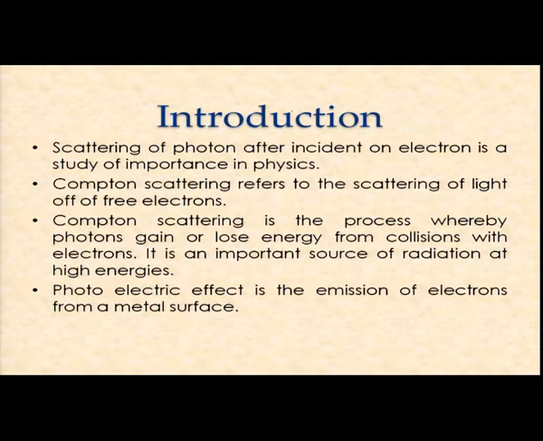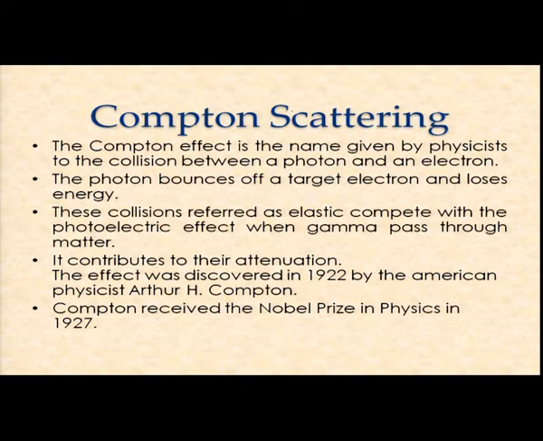Photoelectric effect is the emission of electrons from a metal surface. This photoelectric effect and Compton scattering, or Compton effect, are two important phenomena in the field of physics. Coming to Compton scattering, this effect is the name given by physicists to the collision between a photon and an electron. The photon bounces off a target electron and loses energy. These collisions, referred to as elastic, compete with the photoelectric effect when gamma rays pass through matter. This Compton scattering contributes to their attenuation.